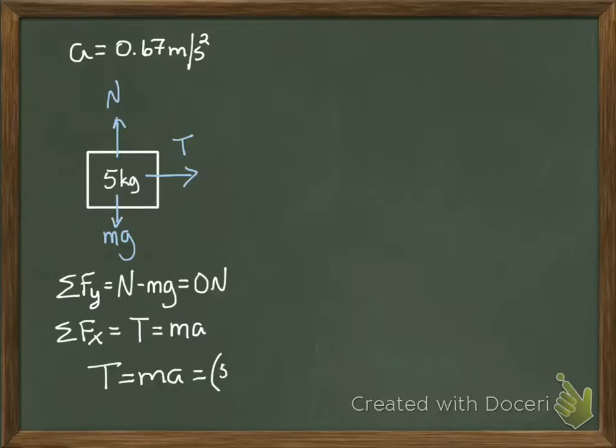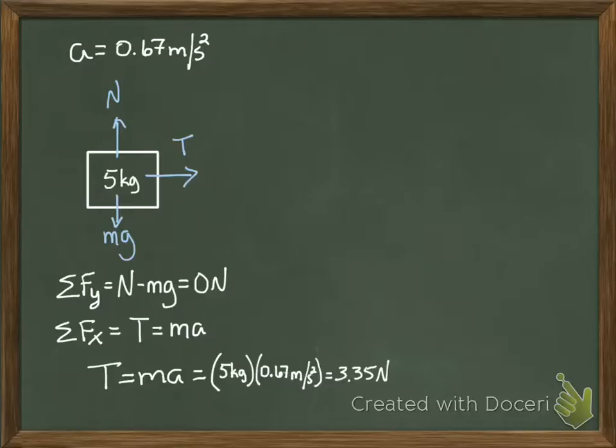So, let me fill this in. I know that the tension, or the net force, is equal to mass times acceleration. The mass is 5 kilograms, and the acceleration is 0.67 meters per second squared. I can multiply those two together, and I can solve for the net force, which is again the tension, since the other two forces, the weight and normal force, cancel each other out. And that is going to be 3.35 newtons. So there's the tension.